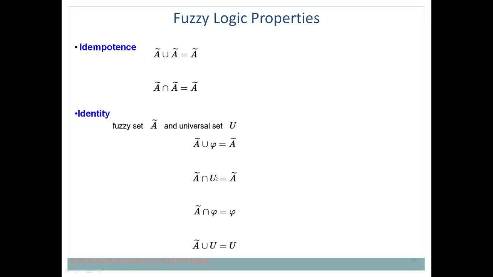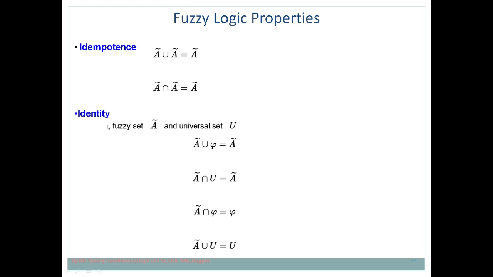Next one is the idempotence property. According to the idempotence property, fuzzy set A union fuzzy set A is equal to fuzzy set A. Similarly, fuzzy set A intersection fuzzy set A is equivalent to fuzzy set A itself.